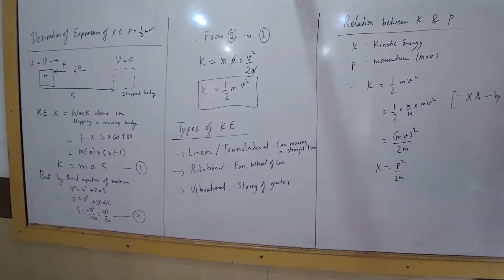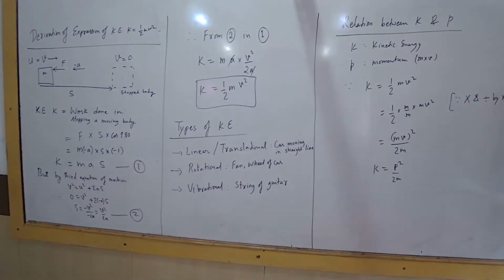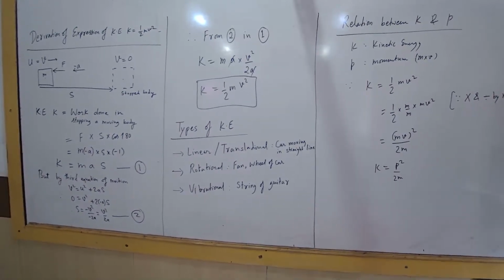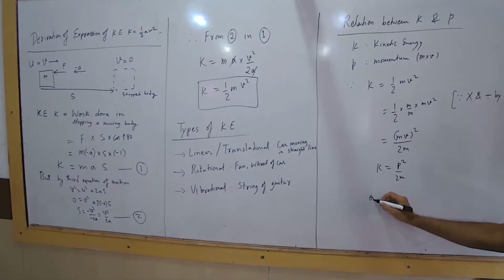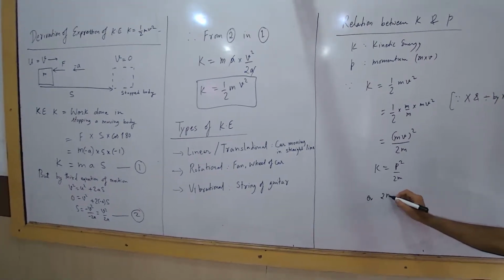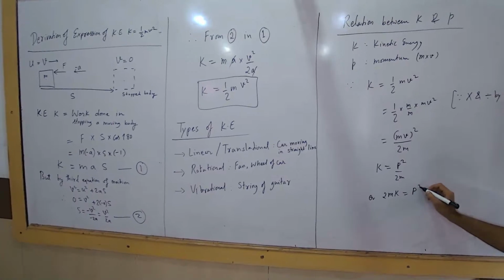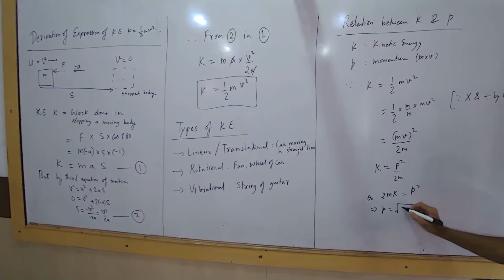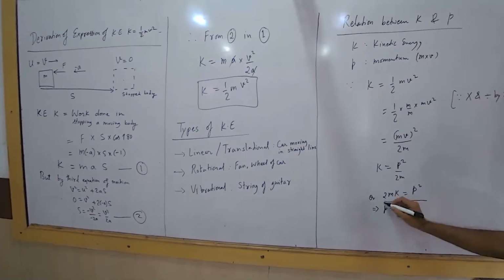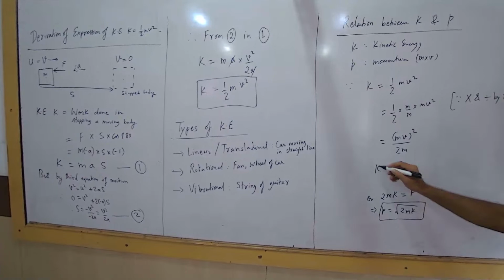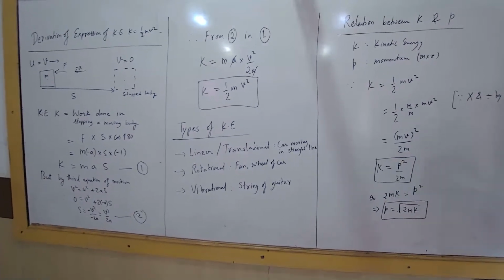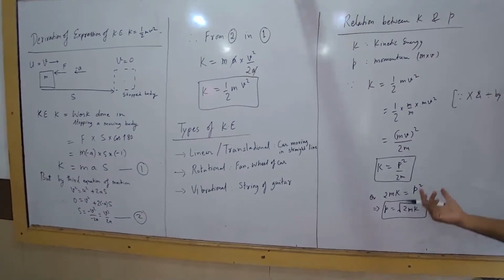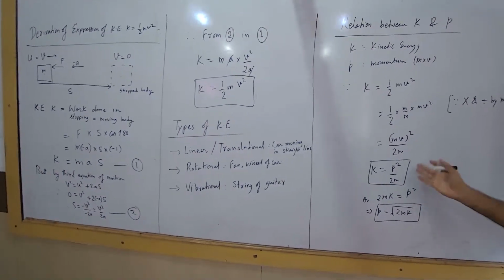I have done this: multiply and divide by m to get a perfect square, mv, so we get momentum square. In terms of momentum, you can write 2mK is equal to p square. This gives p is equal to square root of 2mK. So you can use either relation, p to K or K to p, for computation. This and this are the same, just rearranged.